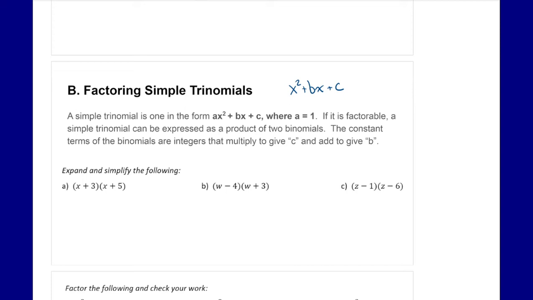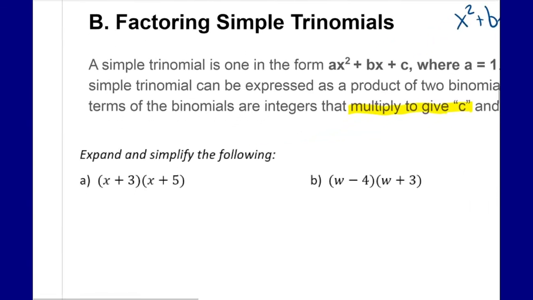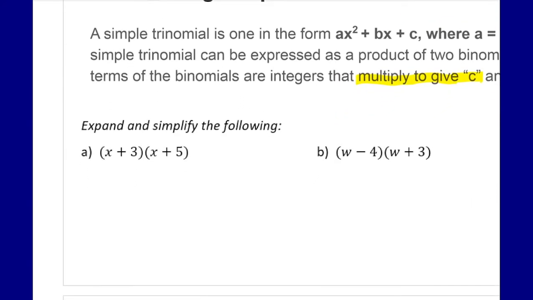So remember, binomial means two terms. The constant terms of the binomials are the integers that multiply to give c and add to give b. So these are the two key parts: multiply to give c, add to give b. So let's look at that relationship. Let's expand and simplify these.